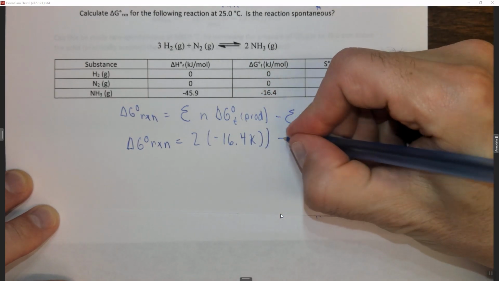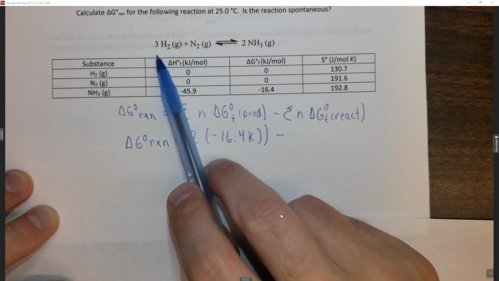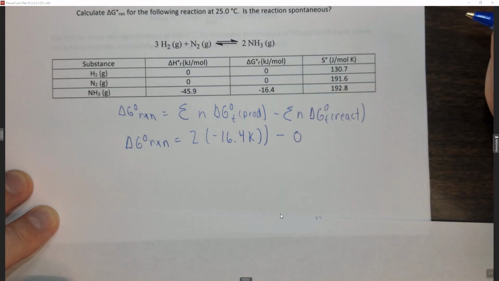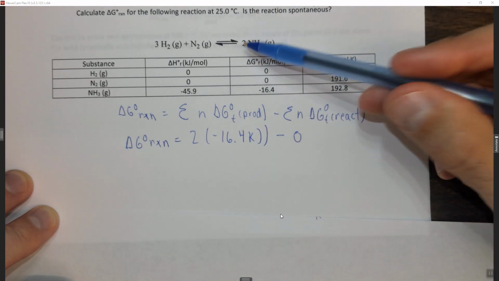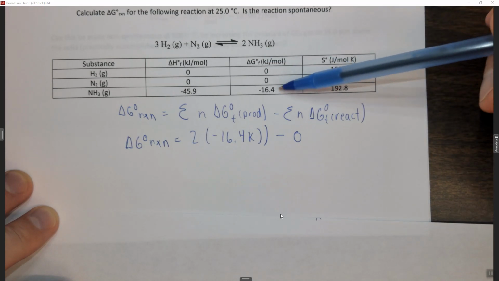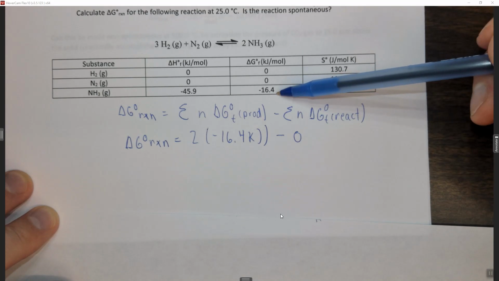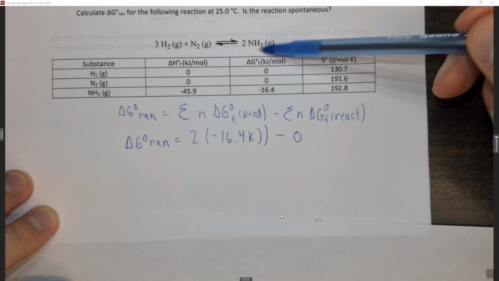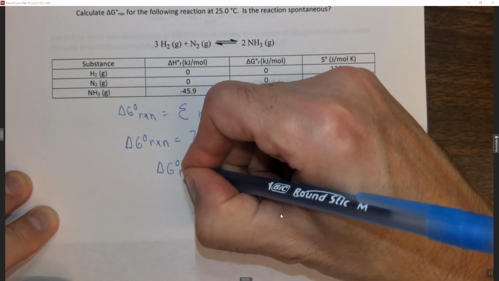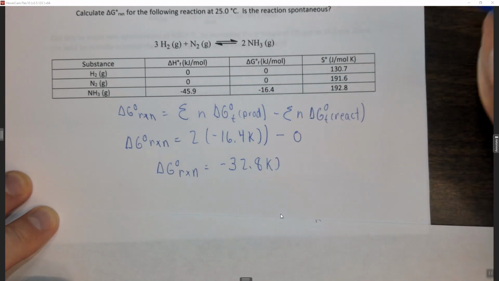All right, minus the reactants. You'll notice in this case, the 2 reactants are both elements. So it's going to be minus 0. So we're forming 2 moles of ammonia from its elements. So the free energy of formation is just double the value given, because the given value is for the formation of 1 mole of the compound from its elements. We're forming 2 moles of compound from its elements, so we have to double it, and we get delta G naught of the reaction is equal to minus 32.8 kilojoules.